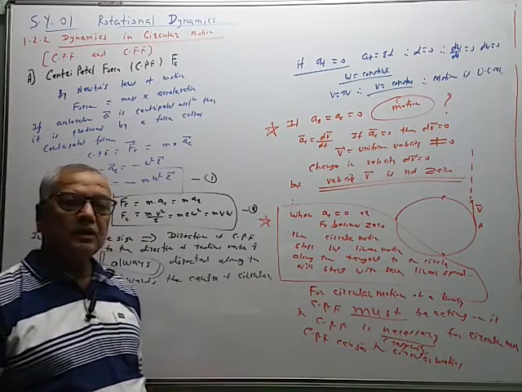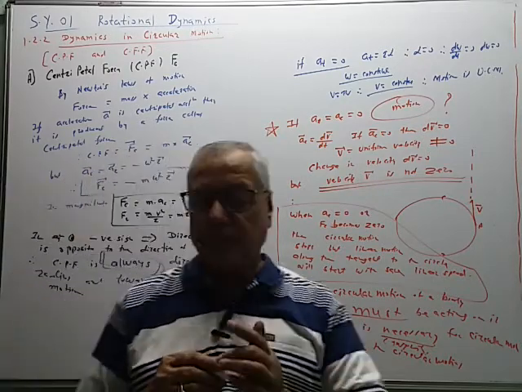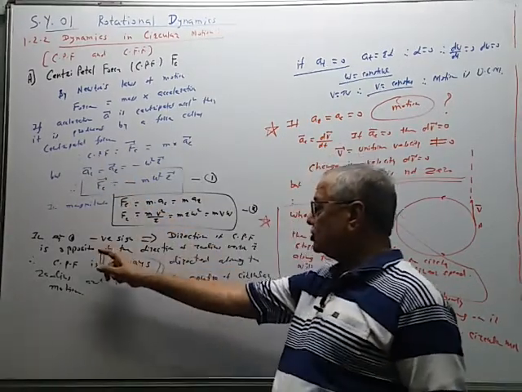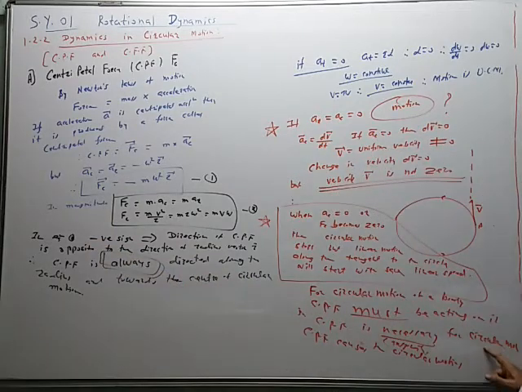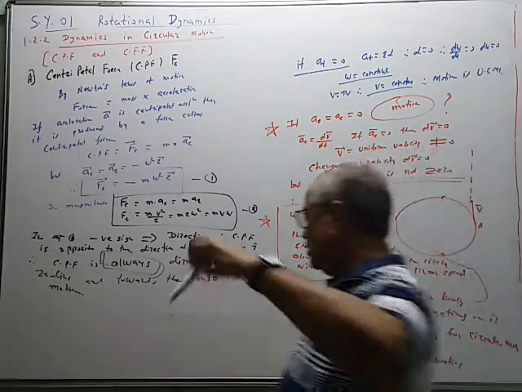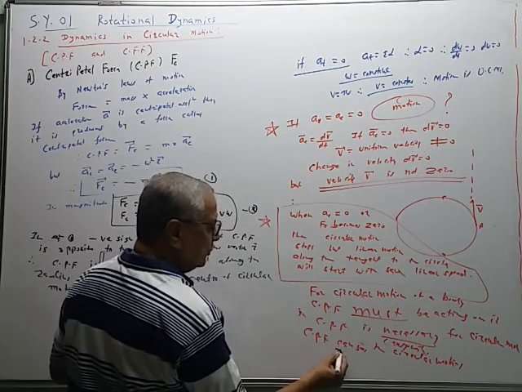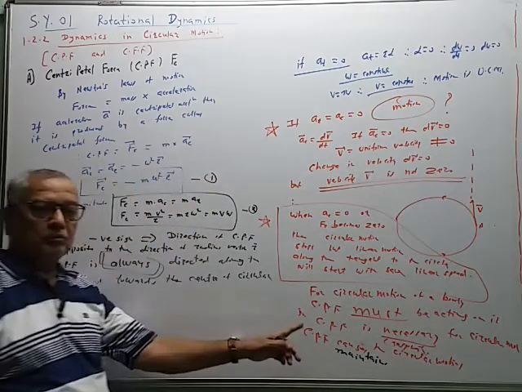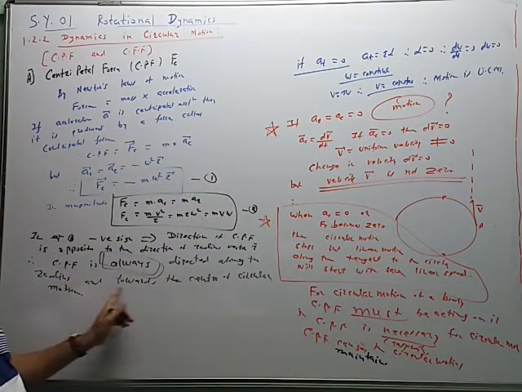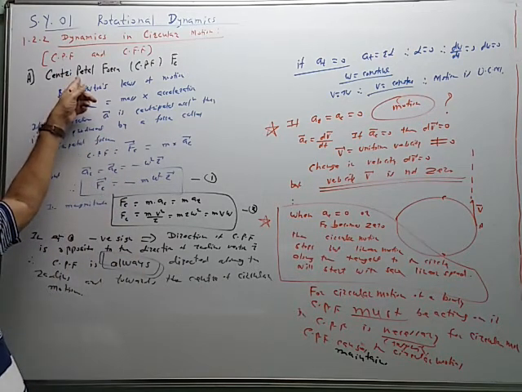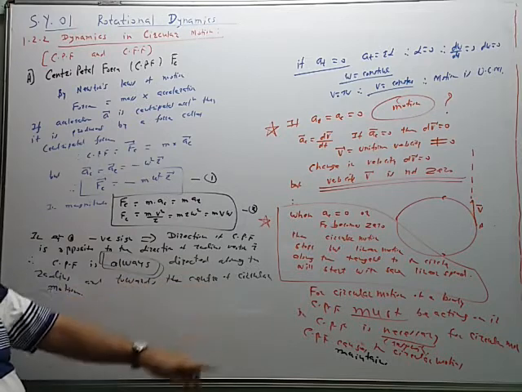So now we can give the definition of centripetal force completely. What is the definition? The force which is necessary for circular motion, or the force which is responsible for circular motion, the force which causes the circular motion, the force which maintains the circular motion. You can use any word, and which is always directed along the radius towards the center of the circle. Such a force is called as the centripetal force. So this is the definition of centripetal force.